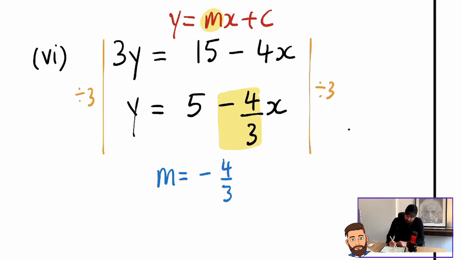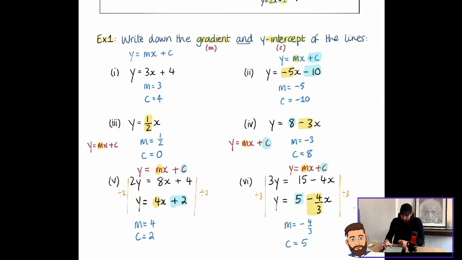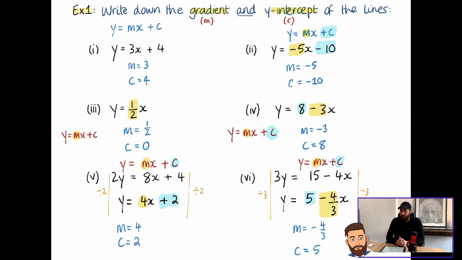What is the c? Well, this is another one where they've tried to trick you by putting it in the other order, where c is first and the gradient is second. C must be this one. C must be 5. That's my c. So c is 5. What does that mean? If c is 5, that means the y-intercept is 5, which means it crosses the y-axis at 5. So roughly there. Okay, so that is an overview of how we have an equation of a straight line.